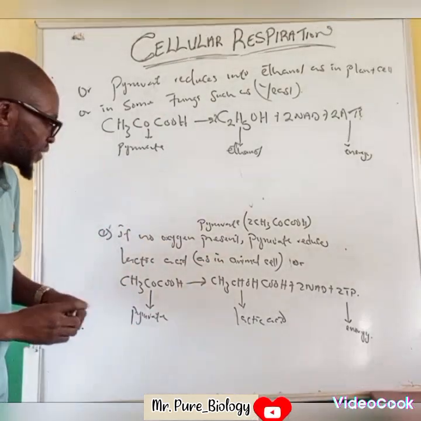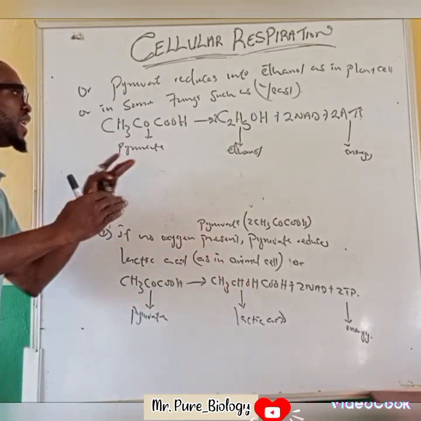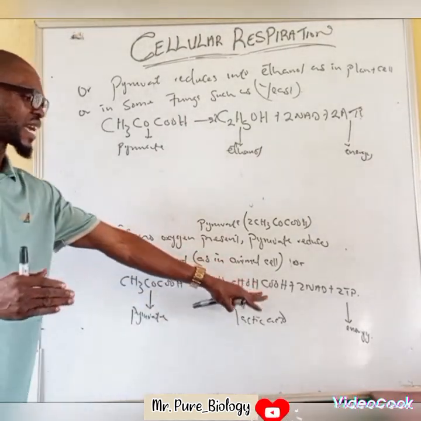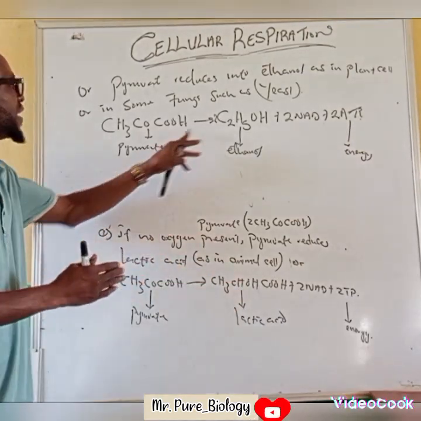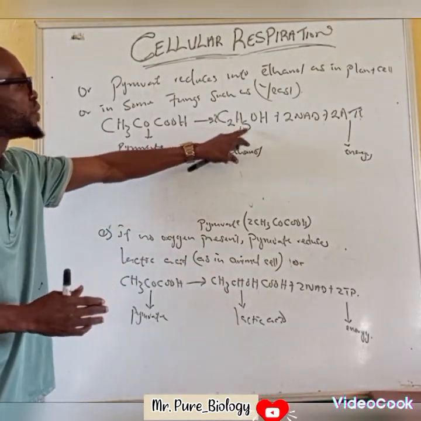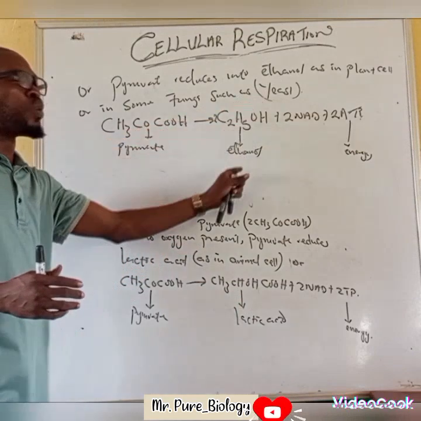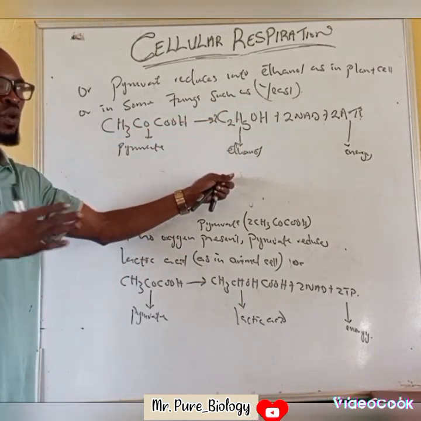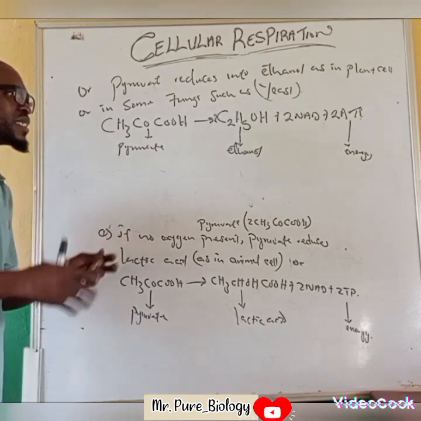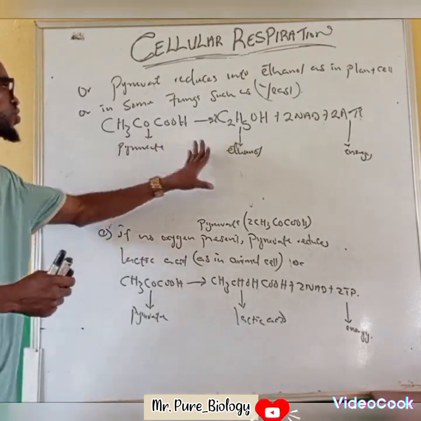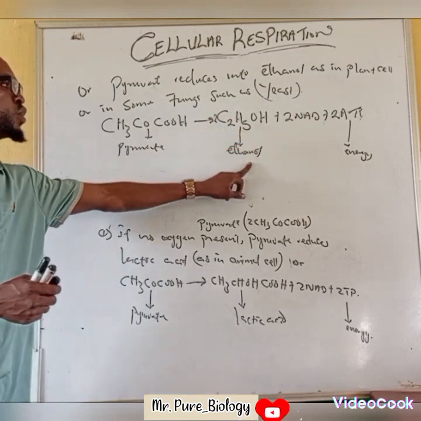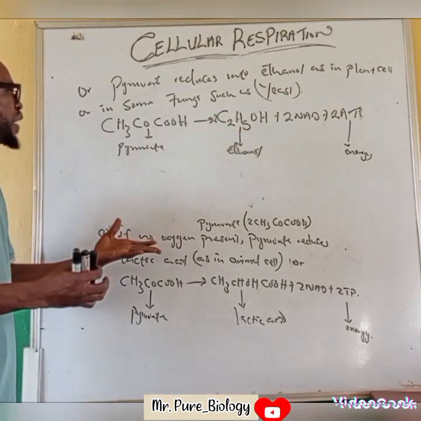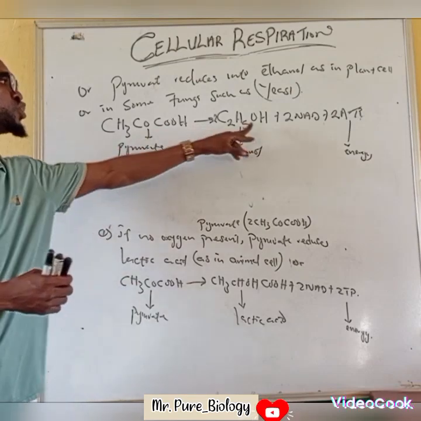In animal cell, the lactic acid will be formed. In plant cell, the ethanol will be formed. And this formation of ethanol in the yeast is what we call fermentation. That is fermentation in the yeast, the result of the pyruvate reducing to ethanol. Some people believe that it is the glucose that will reduce to the ethanol.